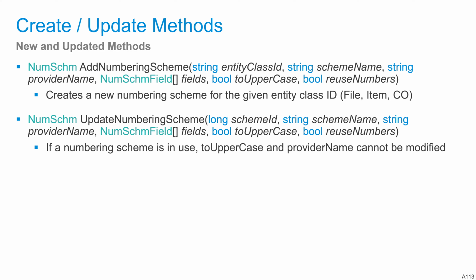Moving on, we have the update numbering scheme. So we have the scheme ID, scheme name, provider name, fields, to uppercase, and reuse number. In this case, we replace the entity class ID with the existing scheme ID, and we can update all parameters with that. If a numbering scheme has already been used, then the last 2 parameters, to uppercase and reuse numbers, will not be able to be modified. And that's for consistency's sake.